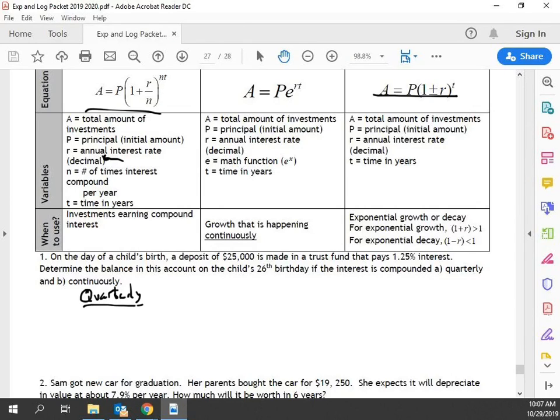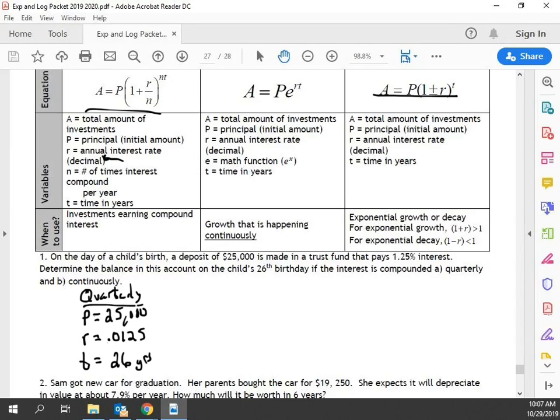And so we'll go through and identify all of our variables, like you do in physics. On the child's birthday, a deposit was made, so that is your principal, the first amount, $25,000. The trust fund pays 1.25%, so the rate is 0.0125. Determine the balance on the child's 26th birthday, so time is 26 years.